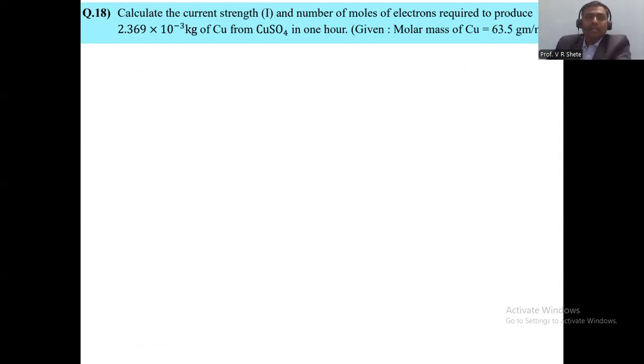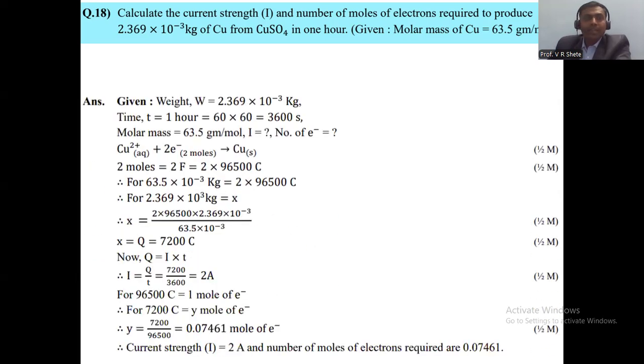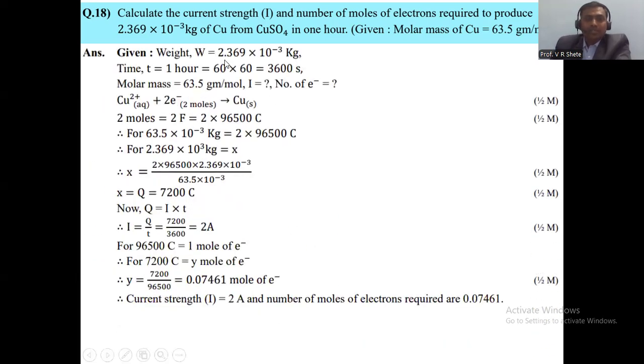One more numerical from electrochemistry. Calculate the current strength I and number of moles of electron required to produce 2.369 into 10 raised to minus 3 kilogram of copper from copper sulfate solution in 1 hour. The molar mass of copper is given, which is 63.5. The weight of substance will be 2.369 into 10 raised to minus 3 kilogram. That is given in the numerical.